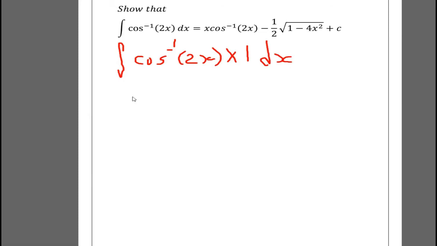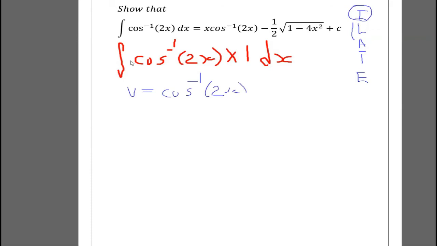So now what I'm going to do is call my u. Then you have to remember the LIATE rule. 1 is algebra. Cos inverse is an inverse. And according to the LIATE rule, inverse comes before algebra. And so cos inverse is my u. This is cos inverse of 2x. So that's my u.